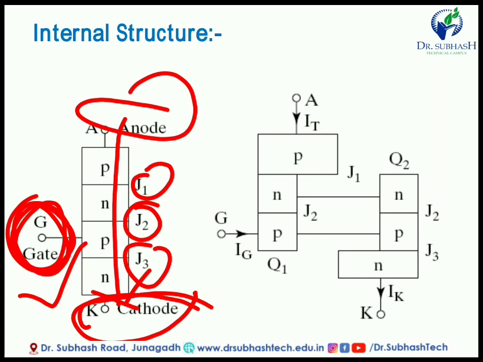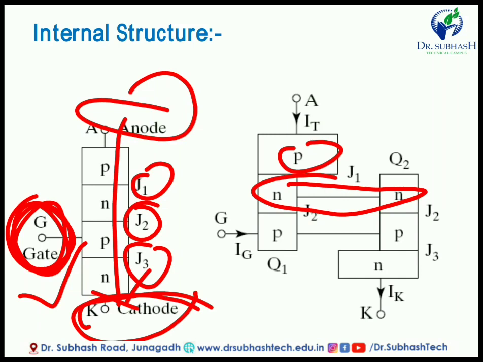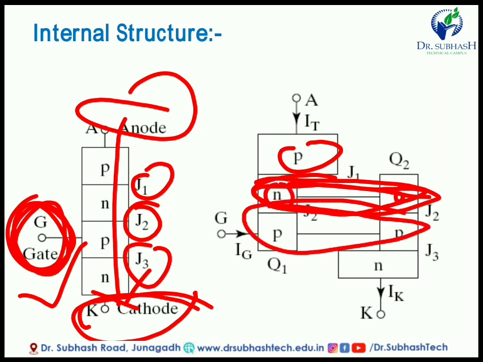In this video we discuss how to design an SCR using two transistors. Junction J1 is between the P and the N. The N region of T1 or Q1 and the N region of Q2 are directly connected with each other, and make one N layer. J2 is between the N type material of Q1 and the P type material of Q2, which are directly connected to each other.